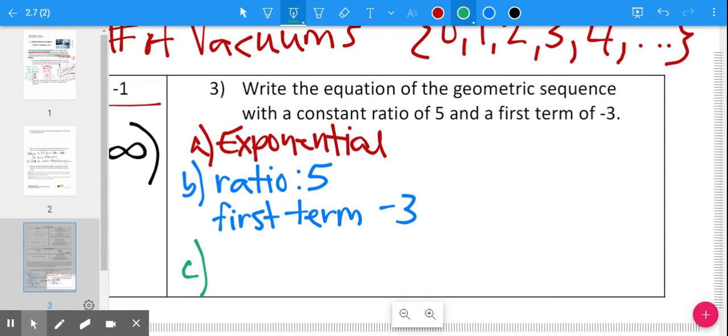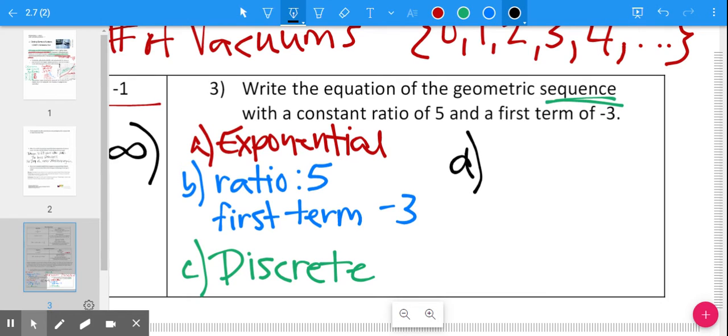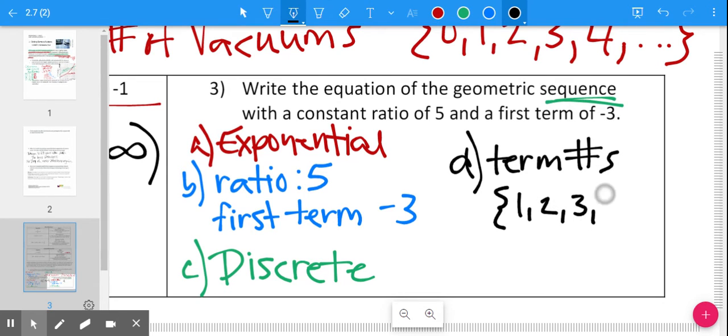So part C, because this is a sequence, you have a first term, a second term, a third term, a fourth term, a fifth term. There is no half term. That makes this discrete. And your domain would be the term numbers. And in this case, it would be 1, 2, 3, 4, etc.